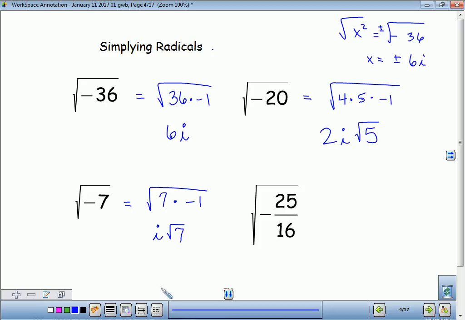Can I do the next one? Sure. I'm just going to break it down even further. I'll do the square root of 25 over 16, and then times negative 1. After that, you could take out 5/4, and then it will be i. That's right, 5/4 i. He nailed it. All right, any questions about simplifying radicals?